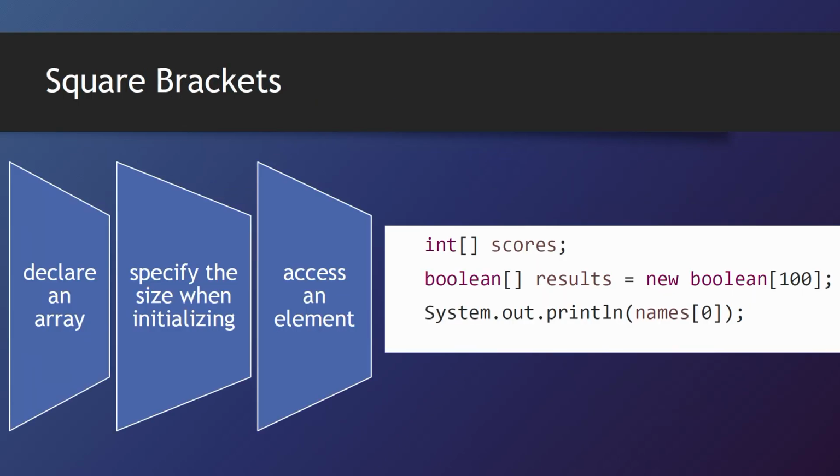Note that the square brackets are used in 3 different ways when working with arrays. They're used to declare an array and to specify the size when initializing an array. They are also then used to access an individual value or element within the array.